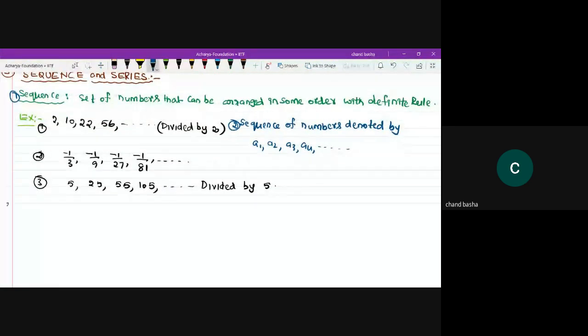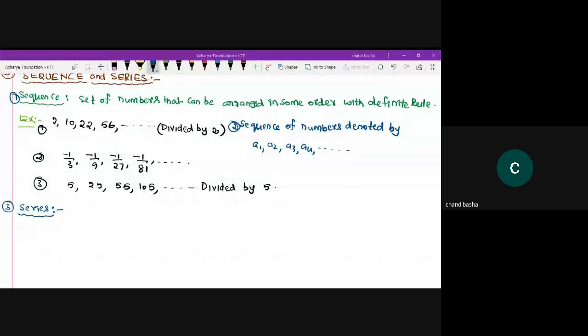Third point is the definition of the series. What is our lesson name, chapter name? Sequence and then series. Sequence and series. So can anyone define the series? Anyone? Do you know the definition of the series, guys?